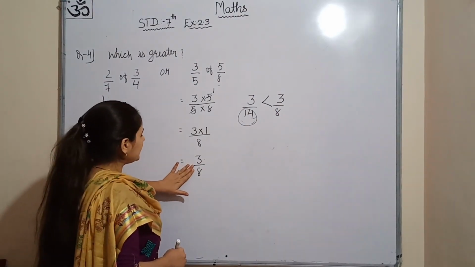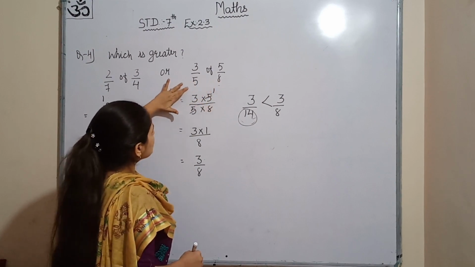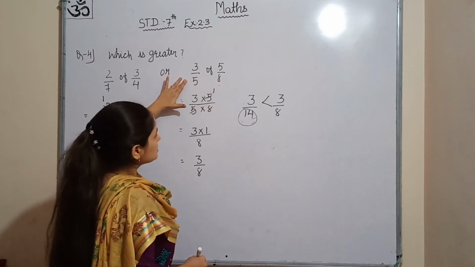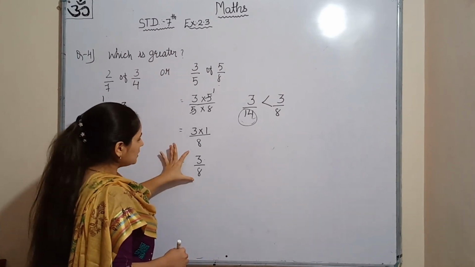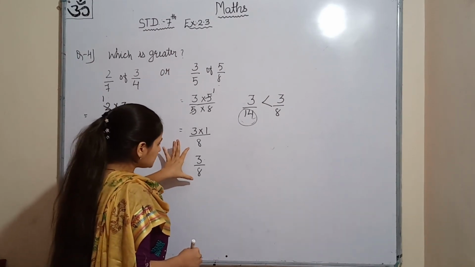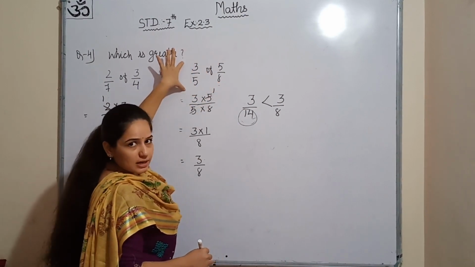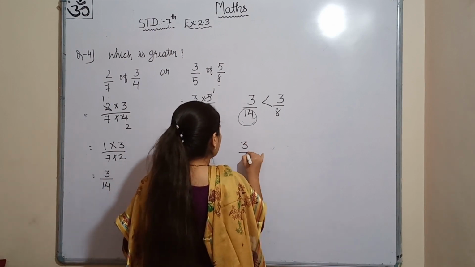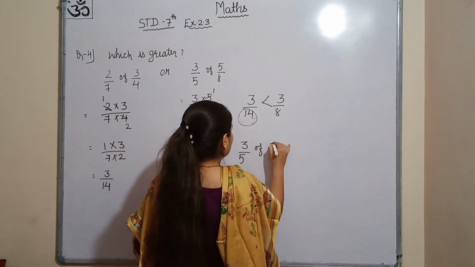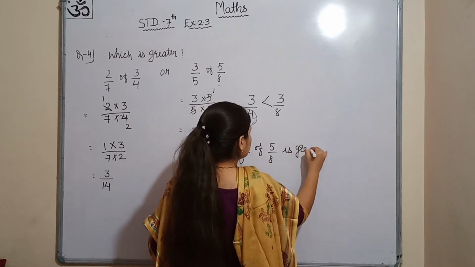From where have you obtained this 3 upon 8? From here, from this pair of fractions. By multiplying this pair of fractions, you have obtained 3 upon 8. So if this 3 upon 8 is greater, it means this pair of fractions is greater. So we'll write the answer: 3 upon 5 of 5 upon 8 is greater.